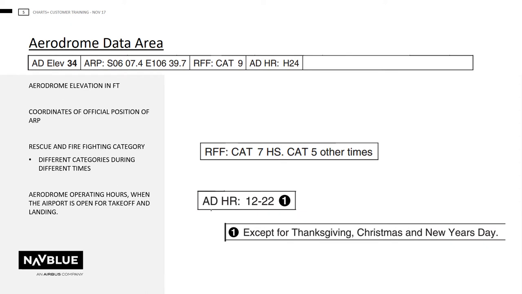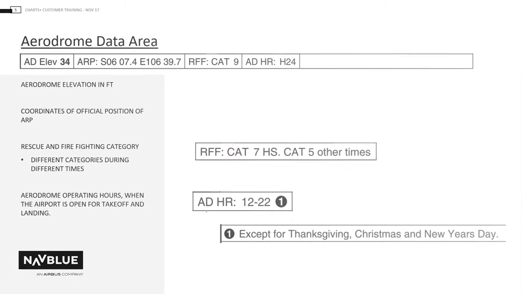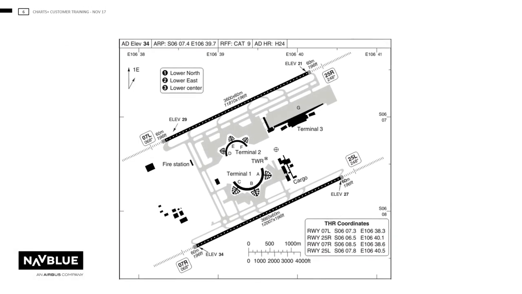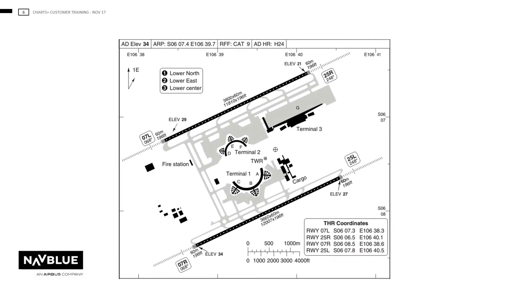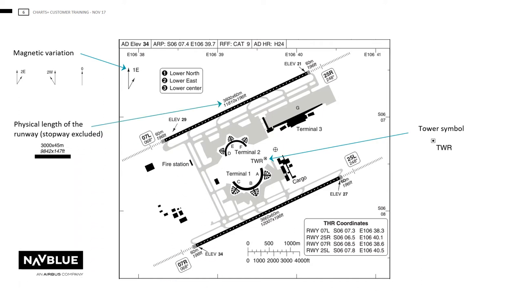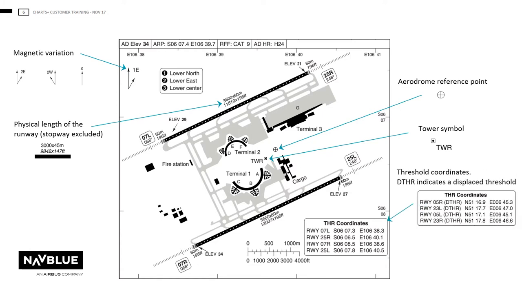Aerodrome operating hours. If space is a problem, the information will be shown below the runway and lighting table. Here is an aerodrome chart area. Please familiarise yourself with the symbols and how NavBlue present them. Threshold coordinates shown here. If displaced thresholds are used, these will be presented.